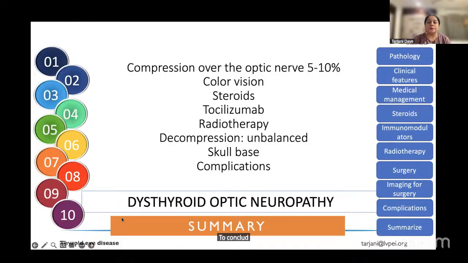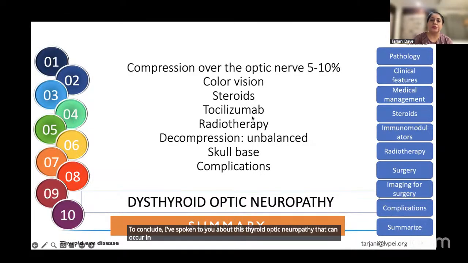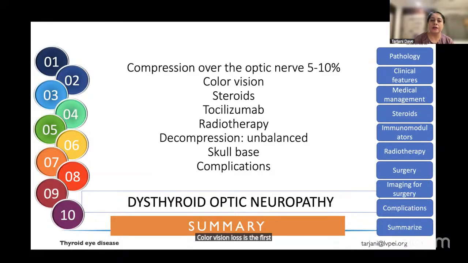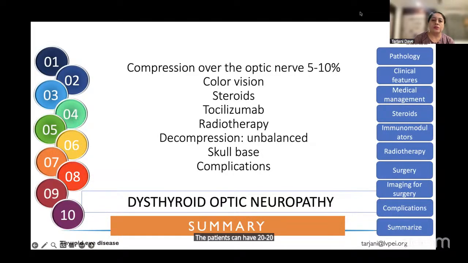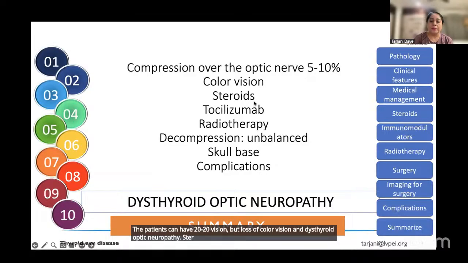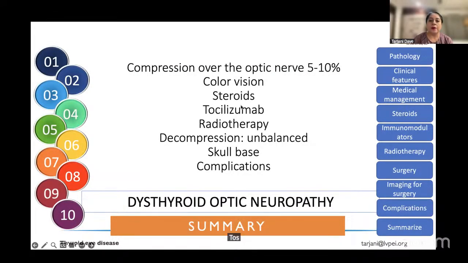To conclude, I've spoken to you about dysthyroid optic neuropathy, which can occur in 5 to 10% of patients with thyroid eye disease. Color vision loss is the first marker and is very sensitive for picking up dysthyroid optic neuropathy. Patients can have 20/20 vision, but loss of color vision and dysthyroid optic neuropathy. Steroids, IVMP, high-dose protocol remains the mainstay. Tocilizumab is a biological agent that can come to the rescue.